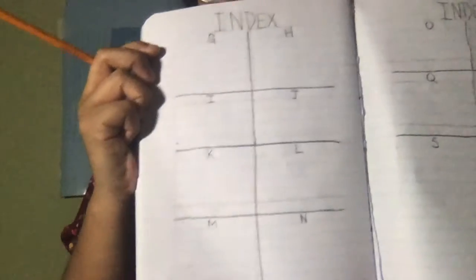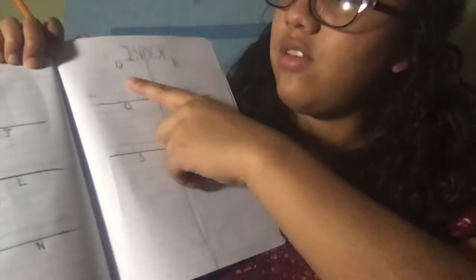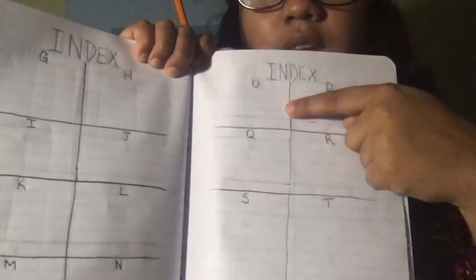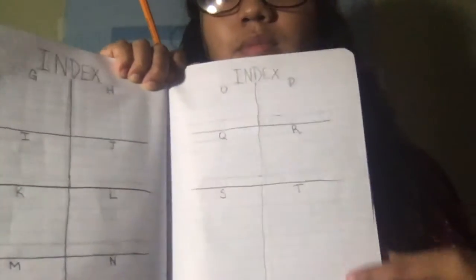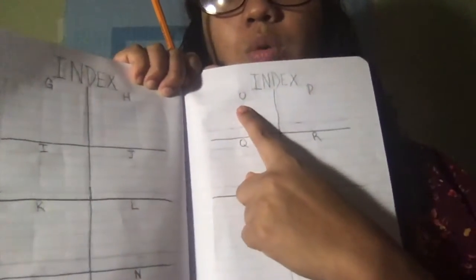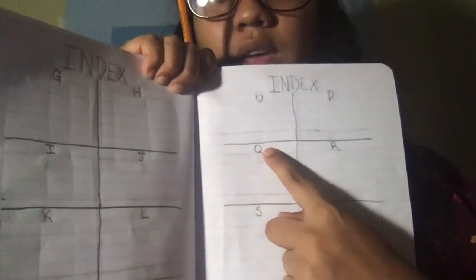Just like that. Our next index page is for O and P. First, you're going to divide it down the middle, the line down the middle, just like that. On one side, you're going to write O. On the other side, you're going to write P. You're going to count under, when you write O, you're going to count 1, 2, 3, 4. 4 lines, and then you're going to draw a line going right across.